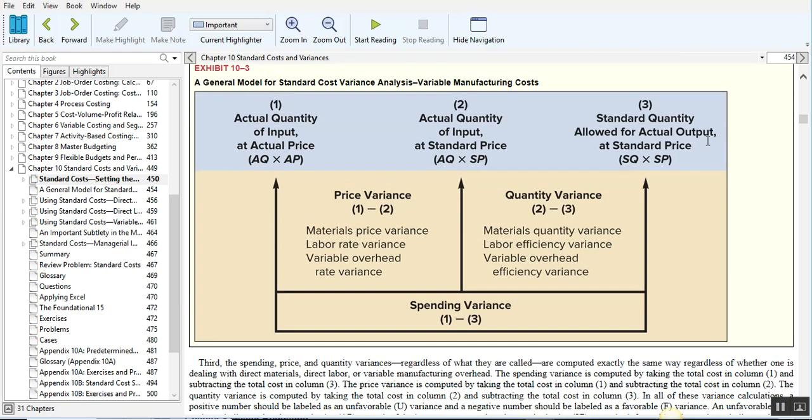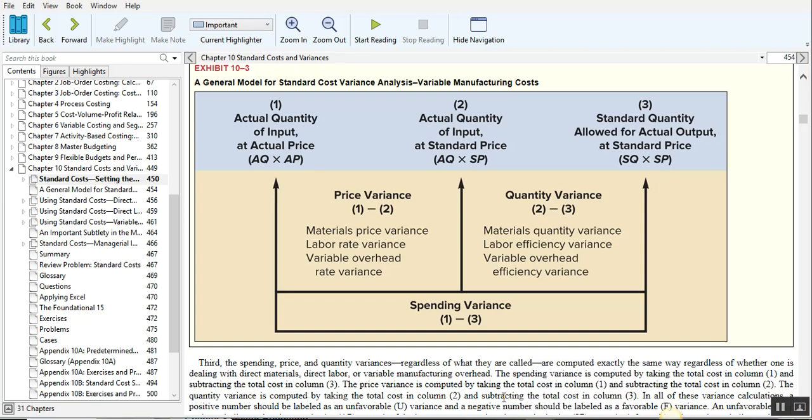This is going to be a variance model very similar to what we were looking at earlier for the flexible budget. So what we're doing is we're saying, okay, if we take number one, actual quantity times actual price, minus number two, actual quantity times standard price, what we have is a price variance because we're looking at the effect of this change from the standard price to the actual price. When we take the actual quantity times standard price and subtract standard quantity.